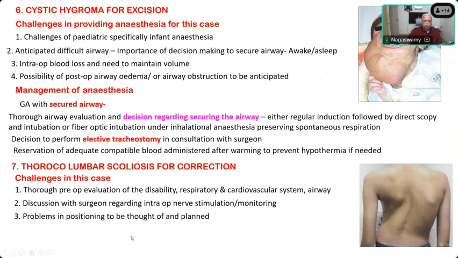And problems in positioning are to be thought of and planned because the patient is going to have this curvature. One side will be hinging out, and the other side will be depressed. So even lying down may be problematic.